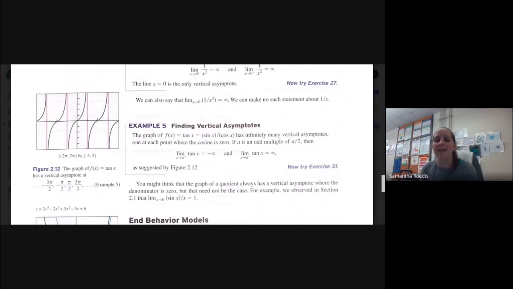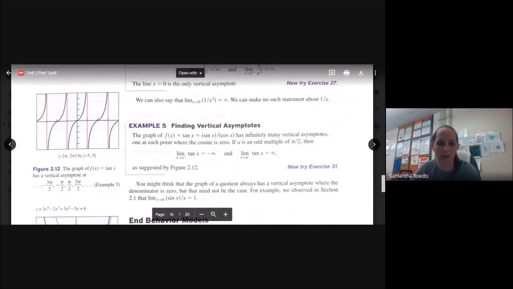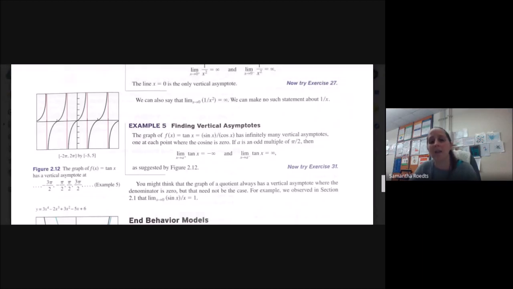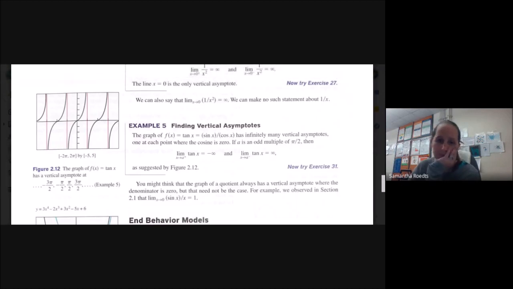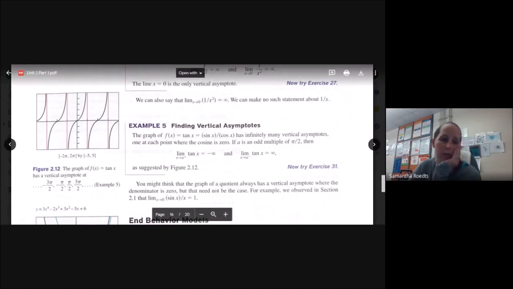So if a is an odd multiple of pi over 2, then the limit of tangent of x as x approaches a from the right is going towards negative infinity. So I'm going from the right, see? As I approach a from the left, I'm going towards positive infinity. Positive infinity, okay? So you can see that in this figure right here. So that's where this break is each time. Anywhere that cosine is 0 for tangent, that's where there's going to be a vertical asymptote.